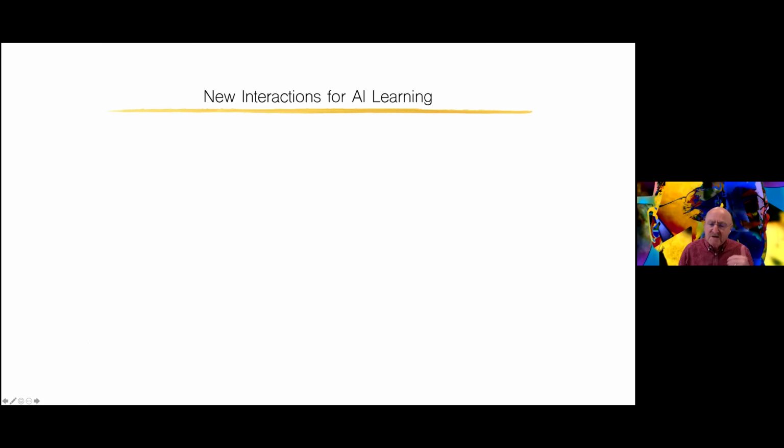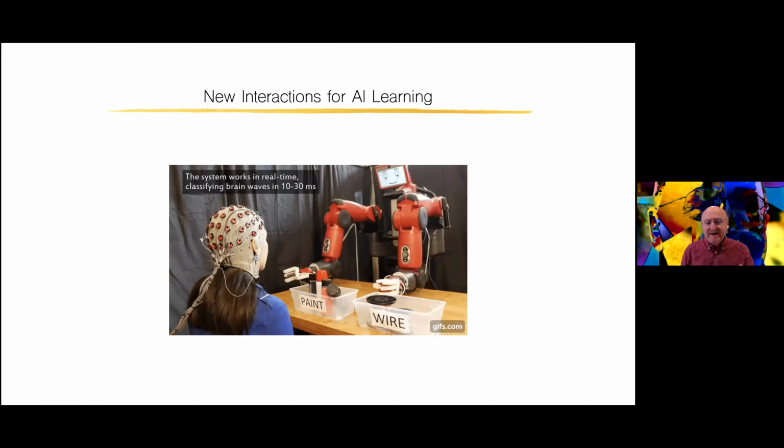And then we have new kinds of interactions. So here's a robot. It's trying to learn classifications, and a human with, in this case, an EEG cap that's scanning the brain, and the human is, without saying anything, thinking this is positive, this is negative. And that's fed back to the robot, and the robot learns by the human thinking.